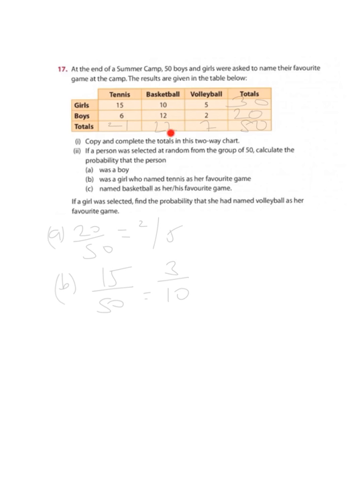Okay, so the next one then that you had, if a person was selected at random from the group of 50, calculate the probability that the person named basketball as his or her favourite. So it's the total for basketball. So we go to the basketball column, and then you'll go down here and you see that the total for basketball was 22 out of 50. So then that is 22 out of 50, and 2 will go into both of them to break it down to 11 out of 25.